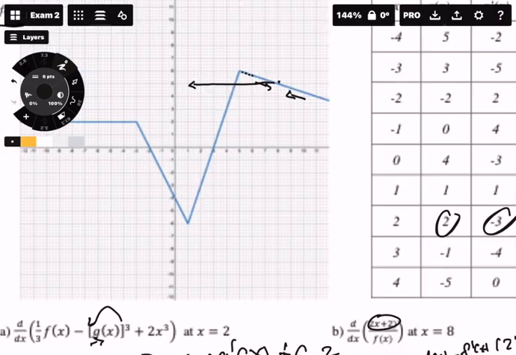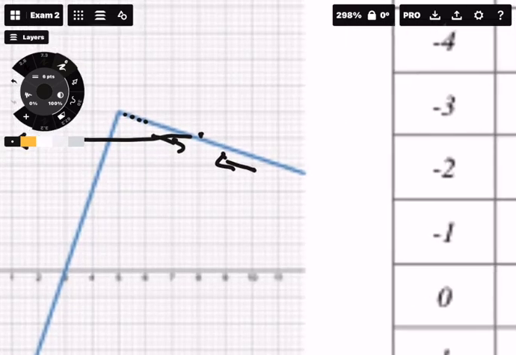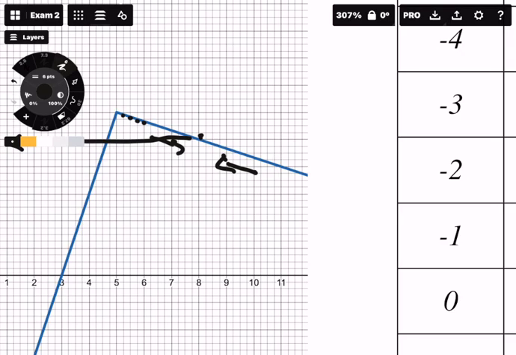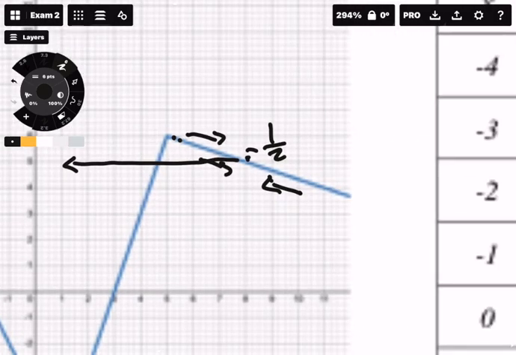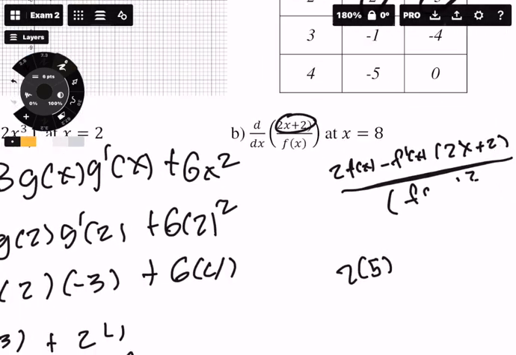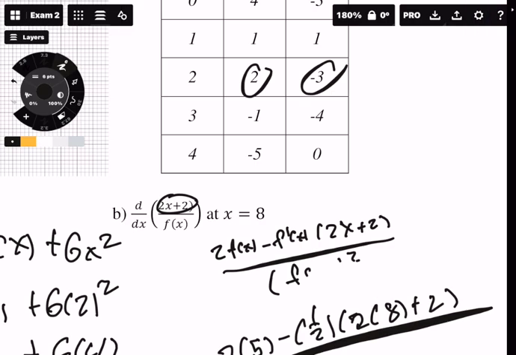F prime of 8 is a bit of a different story. Since this is decreasing 1/2 each time, you can see it's 1, 2, and then it goes. So this is decreasing, so it's negative 1/2. Okay, negative 1/2 of 2 of 8 plus 2, all over f of 8, which is 5, which is 25.